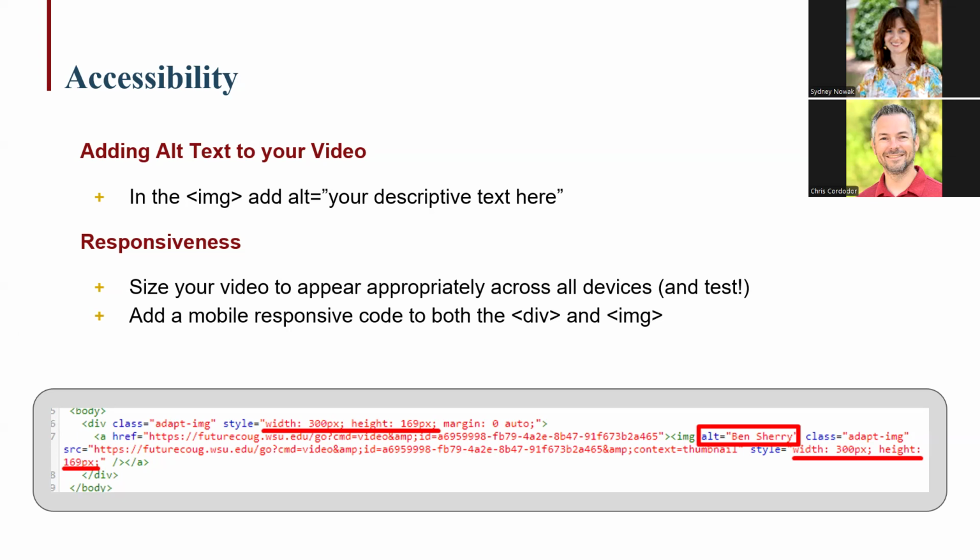And then finally, we did add some mobile responsive code to both the div and the image tag. This is defined as class equals adapt image, but however you have your mobile responsive CSS defined in your template will work just fine. But we've really found that this is helpful for the video sizing across all of those devices.